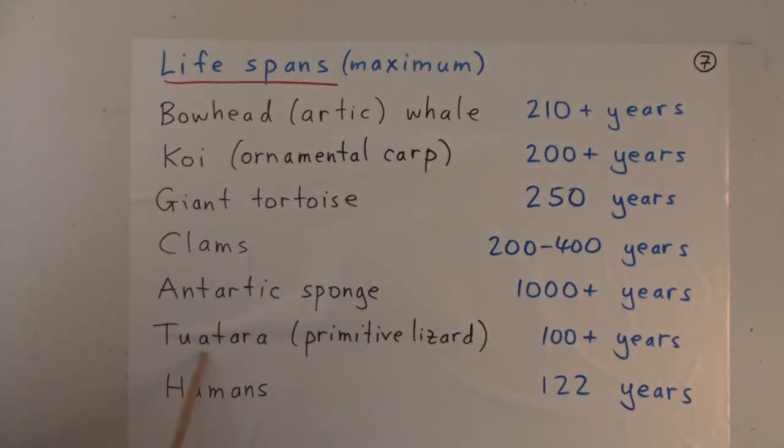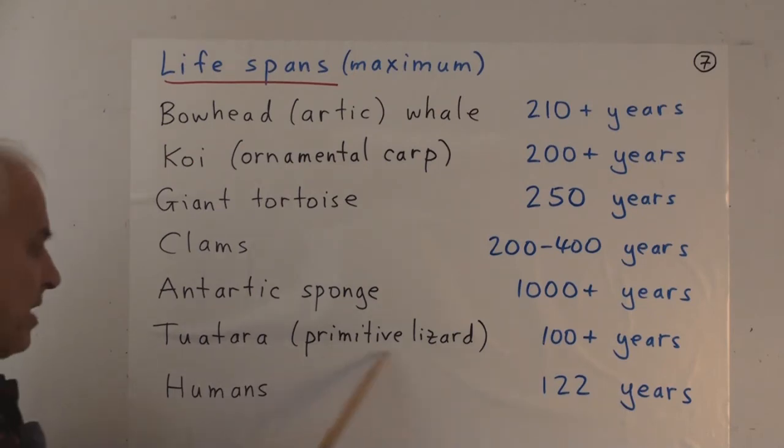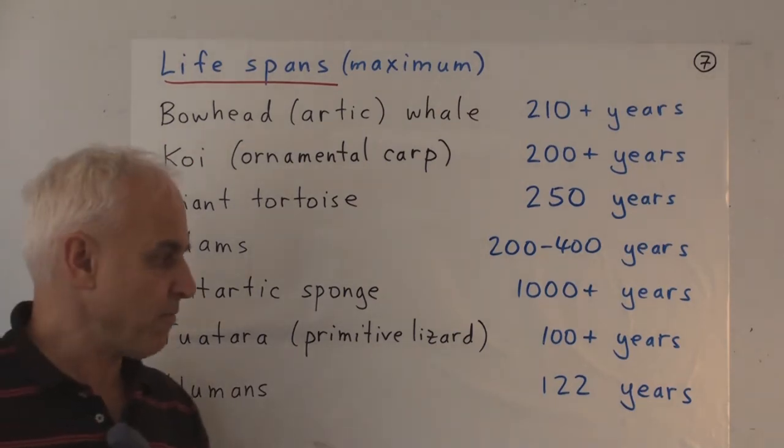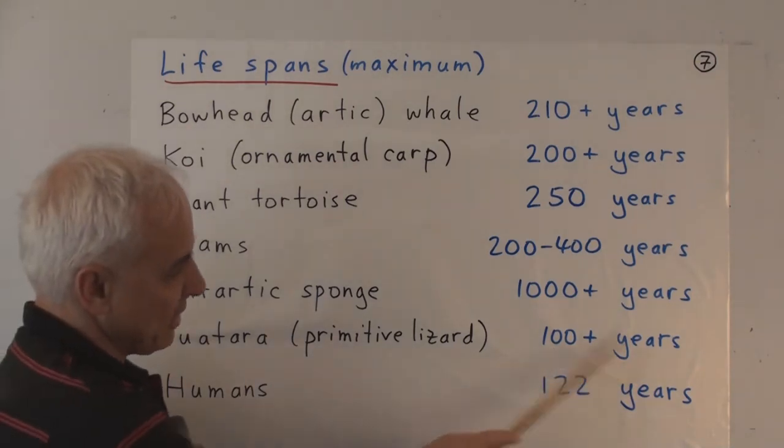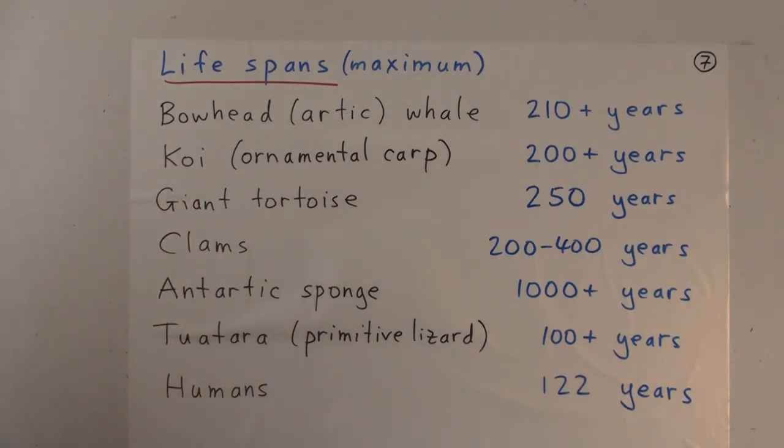There's a lizard called a tuatara, which is some kind of primitive lizard, sort of going back to the dinosaur period, which lives well past 100 years.